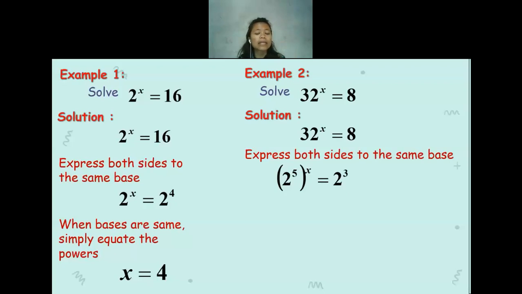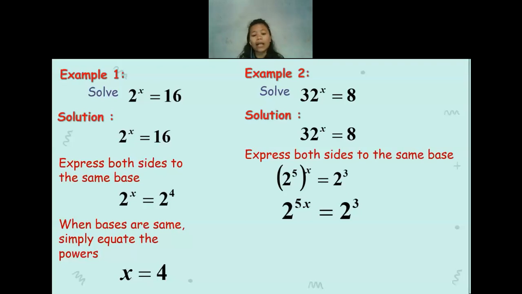And then since the 32 has the power of x, the 2 to the power of 5 will also have the power of x. For the 8, we also have to make it into another index number, which is 2 to the power of 3. And then we have to simplify the bracket. That's why I told you, please prepare your summary for the index laws, because power meet powers, we do times. So 5 times x will be 5x.